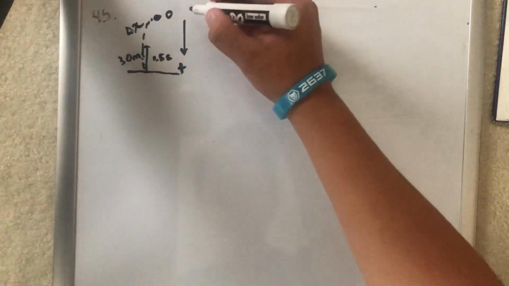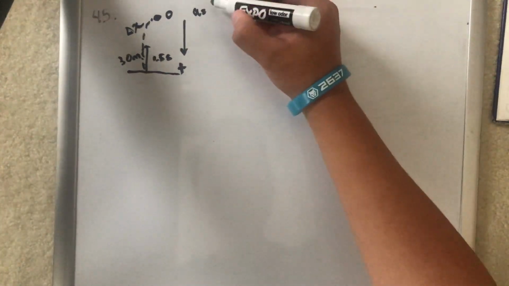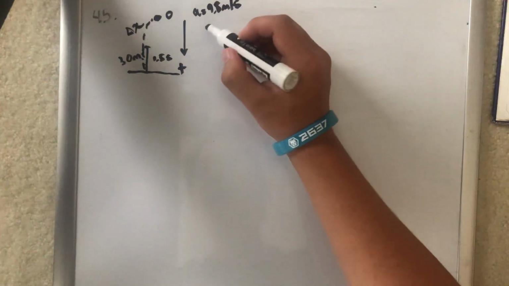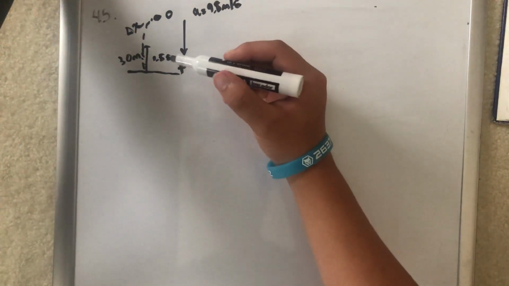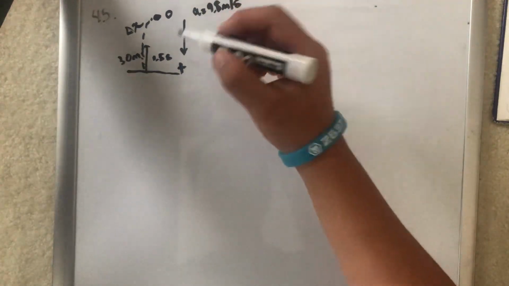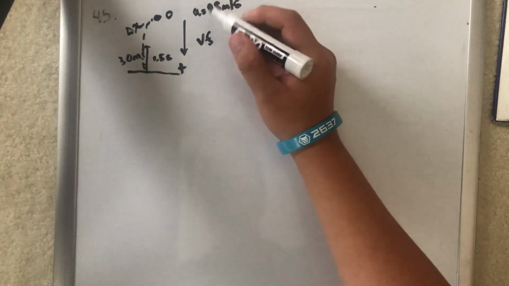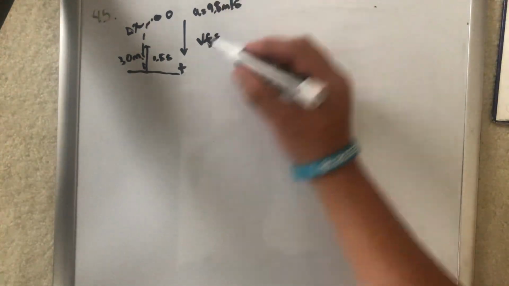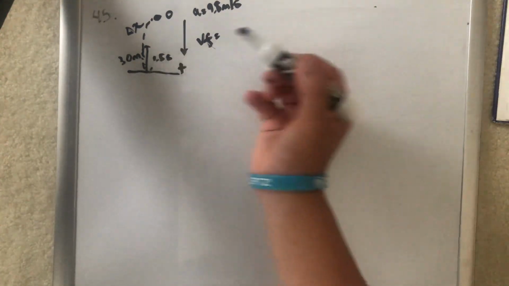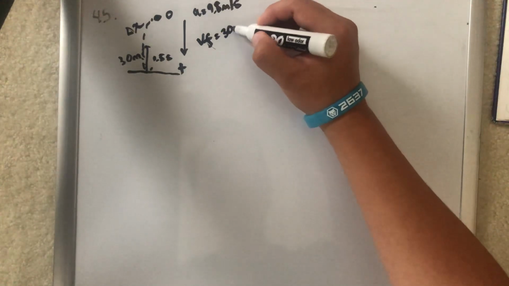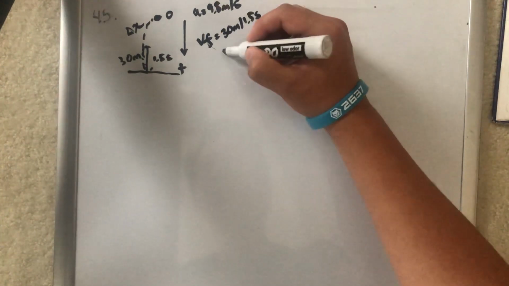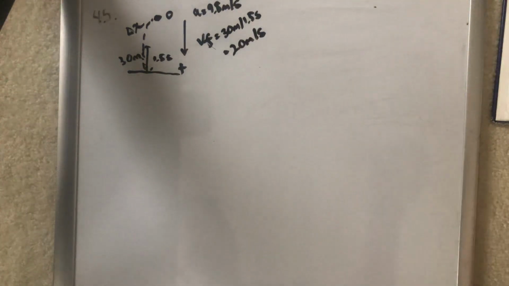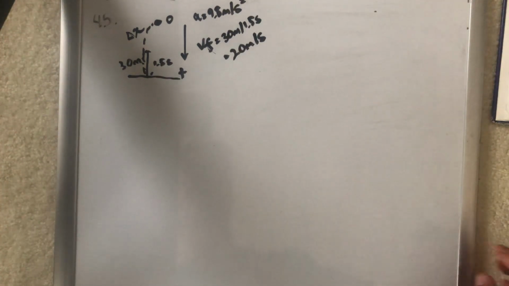First, let's just define what we already know. The acceleration is 9.8 meters per second squared, and for the first part of it, the final velocity, because it's right before it hits the ground, like right here, would be 30 meters divided by 1.5 seconds, which gives us 20 meters per second. That's simple, easy math right there.